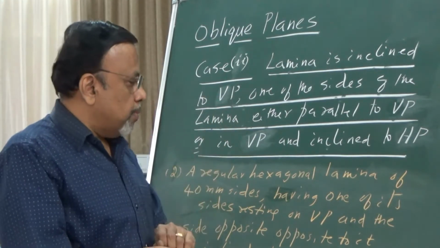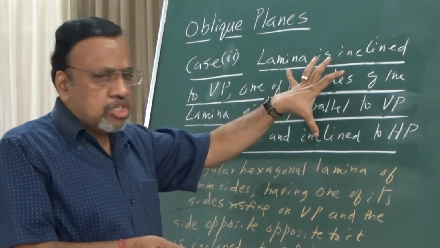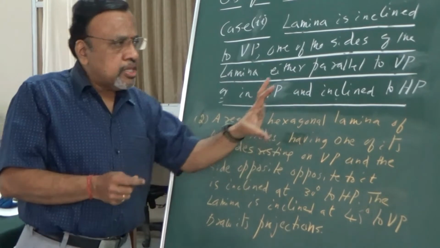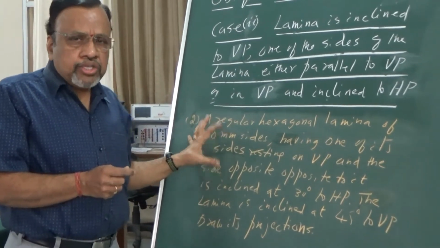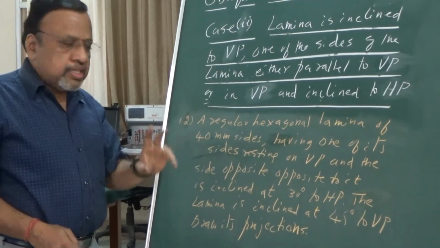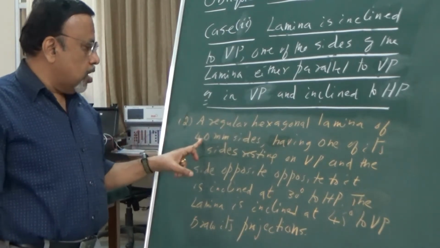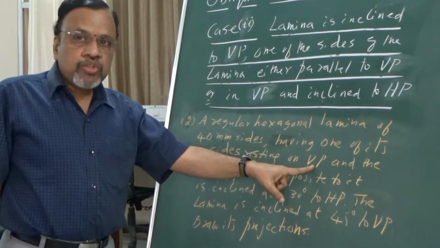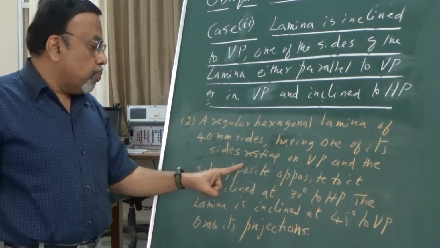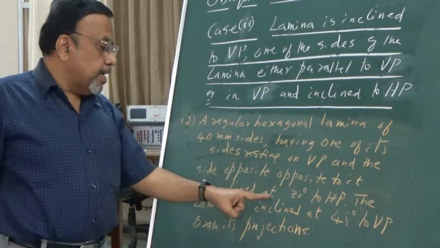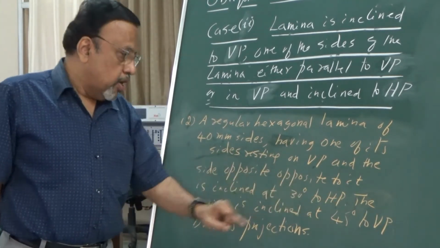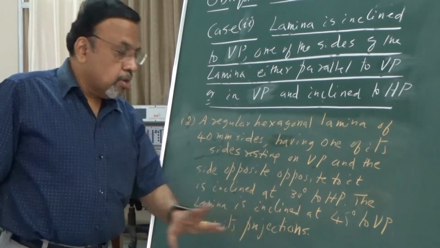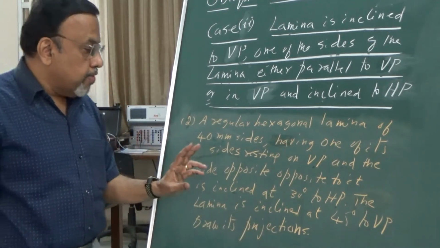Now just see the problem. Let us demonstrate this particular case through this problem, and I think the things will be clearer to you. Let us read the problem. A regular hexagonal lamina of 40 mm sides, having one of its sides resting on VP and the side opposite to it inclined at 30 degrees to HP. The lamina is inclined at 45 degrees to VP. Draw its projections.